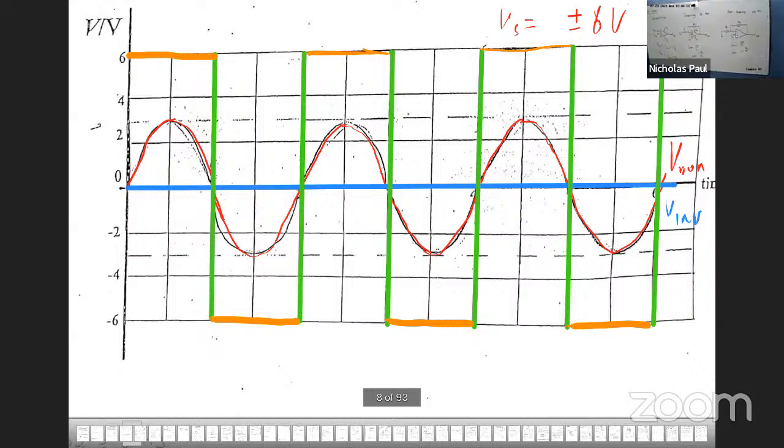Okay? So that is the output of a comparator, if those are the inputs.